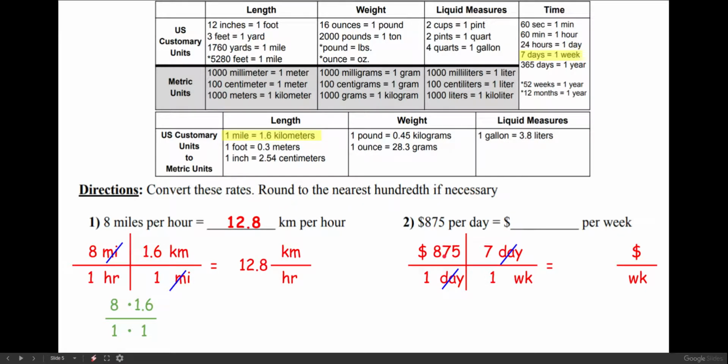Now we multiply. 875 times 7, and on the bottom you're multiplying 1 times 1, which you really don't have to do. That equals 875 times 7 divided by 1 divided by 1. You should get $6,125 per week.